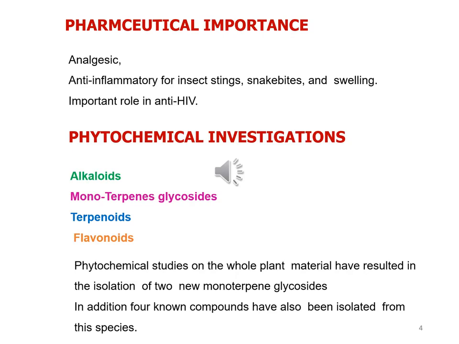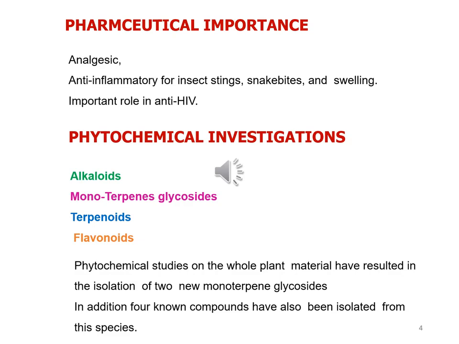This genus also plays an important role in anti-HIV. HIV stands for Human Immunodeficiency Virus. It is a virus that attacks cells that help the body fight infection, making a person more vulnerable to other infections and infectious diseases. The phytoconstituents present in the genus Indigofera hetrantha are alkaloids, monoterpene glycosides, terpenoids, and flavonoids.